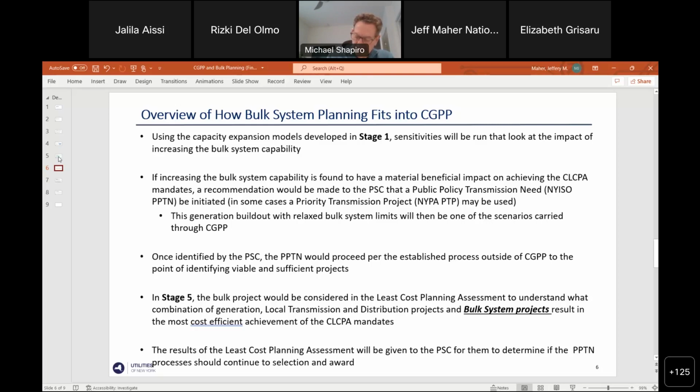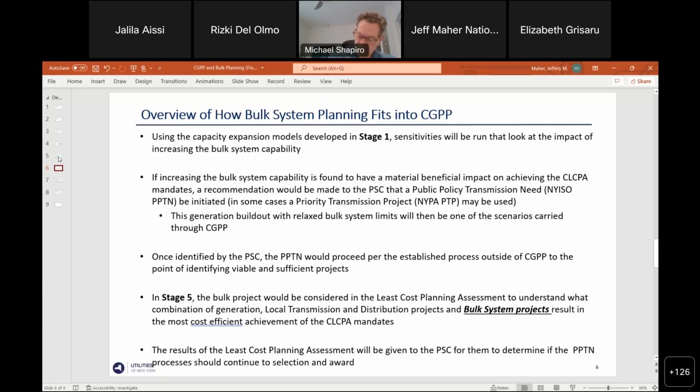If increasing the bulk system capability is found to have a materially beneficial impact on achieving the CLCPA mandates, a recommendation would be made to the Public Service Commission that a public policy transmission need be initiated. Now, the Public Service Commission could also look at a priority transmission project, a NIPA PTP, and we're kind of generically using the PPTN concept throughout this deck, but it could be a PPTN or a PTP. That would be their decision.